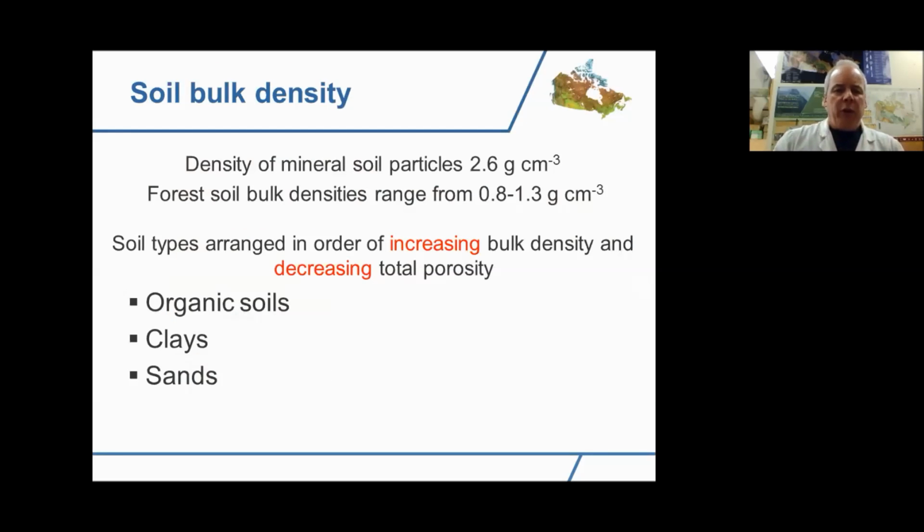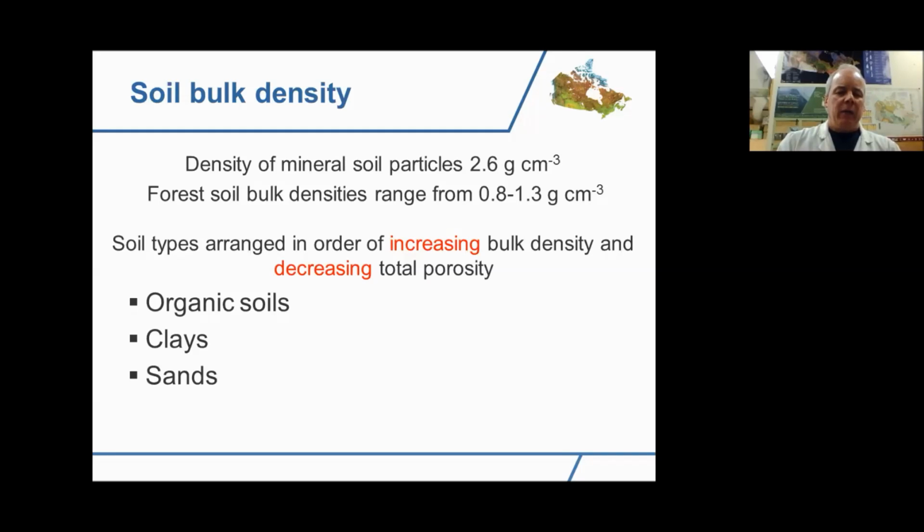So just a few other points about soil bulk density before we move into the hands-on demonstration. The density of mineral soil particles themselves, that being the actual sand, silt, and clay within a soil, is quite a narrow range, approximately 2.6 grams per cubic centimeter. So the actual density of the particles themselves is 2.6 grams per cubic centimeter. When we look at forest soil bulk densities, they range from about 0.8 to 1.3 grams per cubic centimeter.